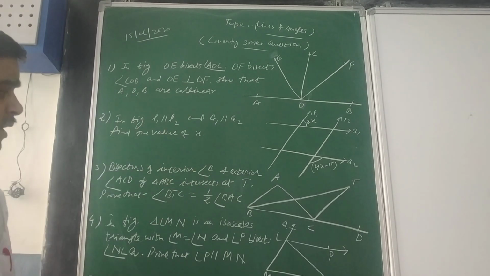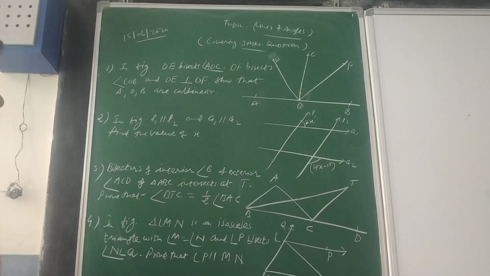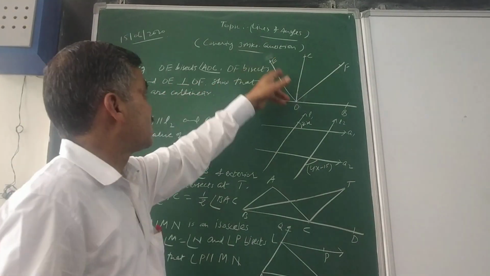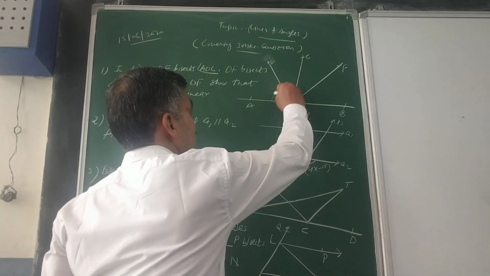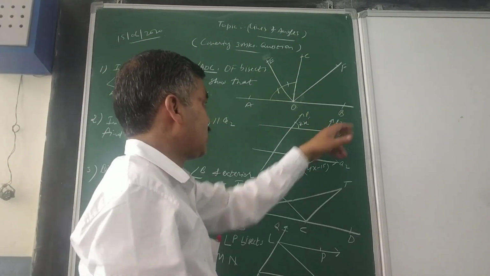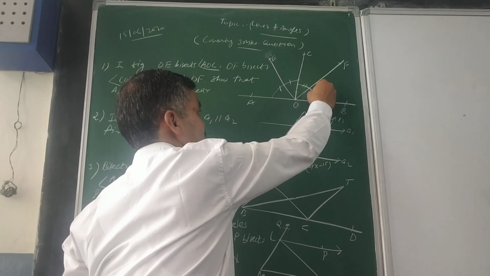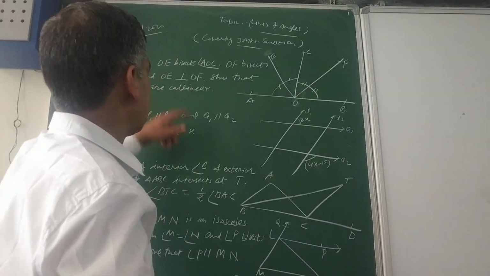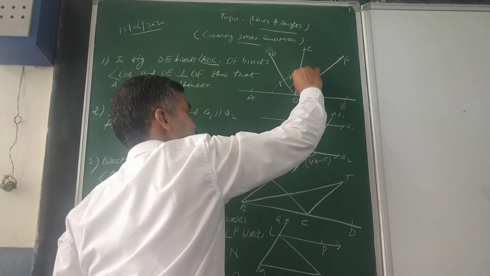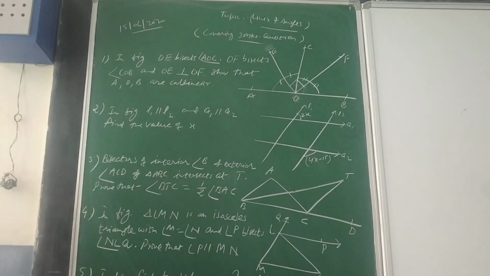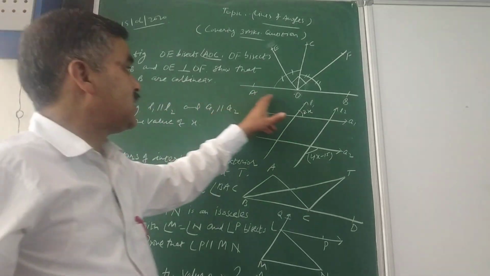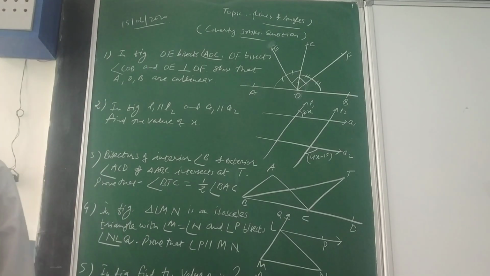So this is a set of 5 questions I have picked up based upon your NCERT questions. Your first question: OE is the bisector of this whole angle AOC. This is the bisector here, and OF is the bisector of this angle VOC. This is the other bisector given to you, and then it is given that OE is perpendicular to OF, so the relationship between those is 90 degrees. On behalf of this information, you need to prove that these are collinear, meaning lying on the same line.